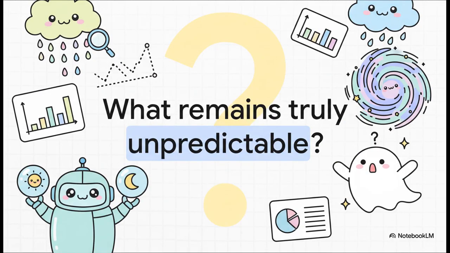And that leaves us with one final question to chew on. As our data gets bigger and our models get smarter, we're able to forecast things that once seemed impossibly complex. So, what are the ultimate limits? Is there anything out there that will just forever remain truly, fundamentally unpredictable?